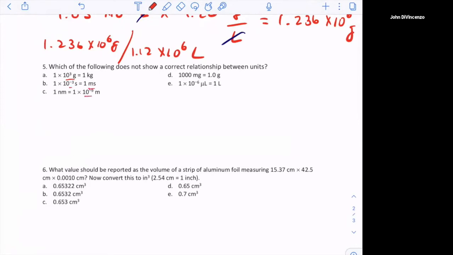10 to the minus 9 meters is 1 nanometer. That's correct. Opposite sides, and that's the right prefix. Nano is 10 to the minus 9. 1,000 milligrams in a gram, correct. This is the correct answer because it's the wrong one. To correct it, it should have been 1 microliter is equal to 10 to the minus 6 liters, or 10 to the 6 microliters equals 1 liter, not 10 to the minus 6 microliters, right?